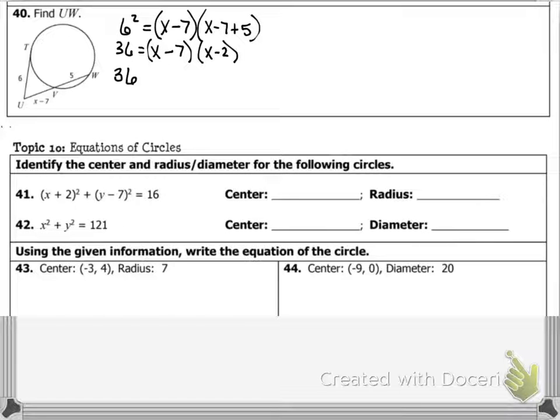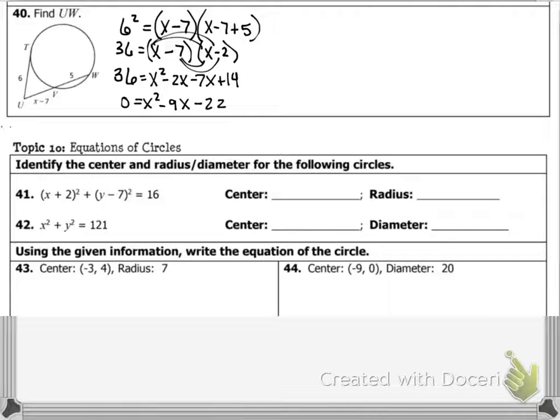36 equals, okay, x squared, because I'm FOILing. X squared minus 2x minus 7x plus 14. I'm going to subtract 36 from both sides. I get 0 equals x squared minus 9x minus 36 minus 14. That's 22. I think, right? Yeah, okay.